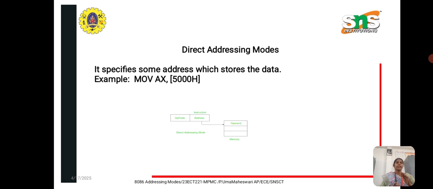No immediate access is being done. The processor can directly access the memory location which has been specified by the address in the instruction itself. Got it? And the next one is direct address.